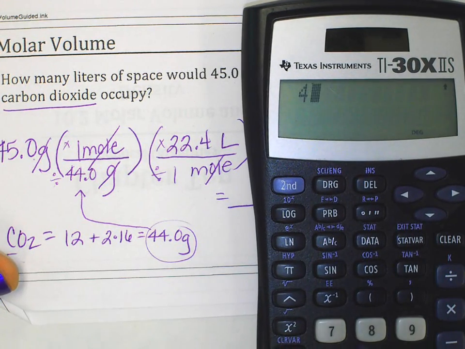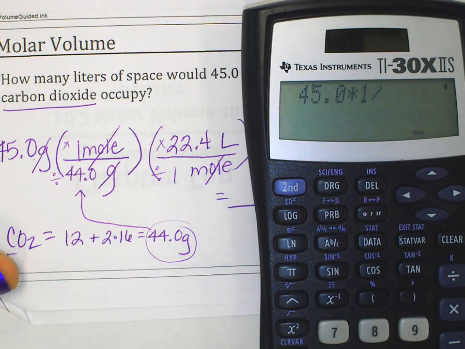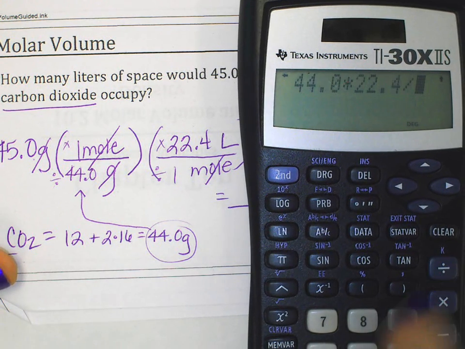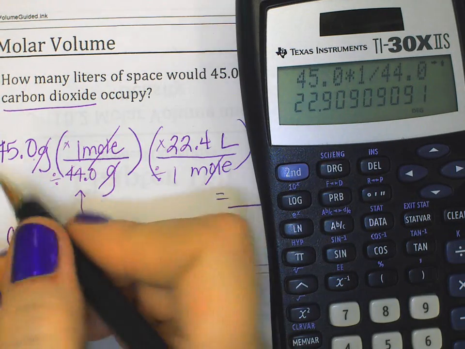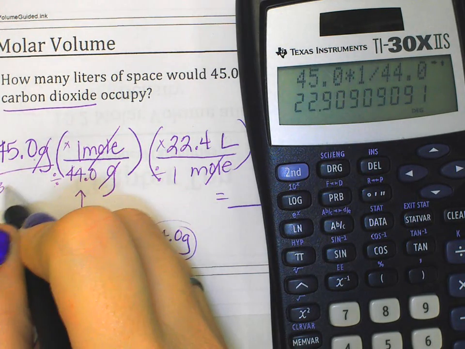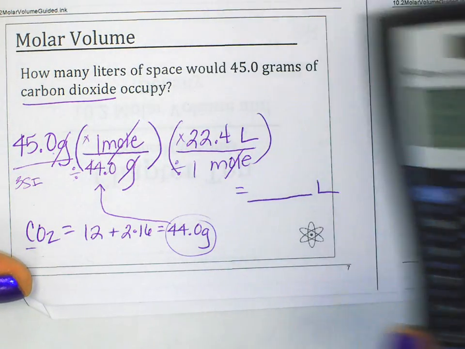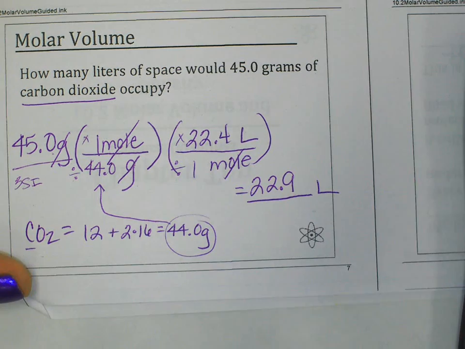45.0 times 1 divided by 44.0 times 22.4 divided by 1. I get 22.9. Again, go back and check sig figs. We have 3 sig figs there, so 22.9 liters is a great answer.